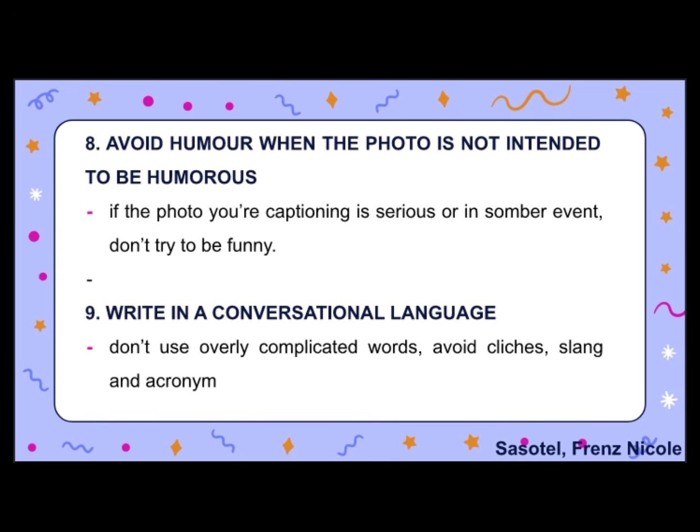Next is write in a conversational language. Journalism in general doesn't use overly complicated language, but it also doesn't use cliches or slang. Captions should follow the same basic language requirements. You should write your captions in a conversational tone, similar to the way you'd address a family member if you were showing them the photo. So you should avoid cliches and slang or even acronyms. Don't use complicated words if they aren't needed.